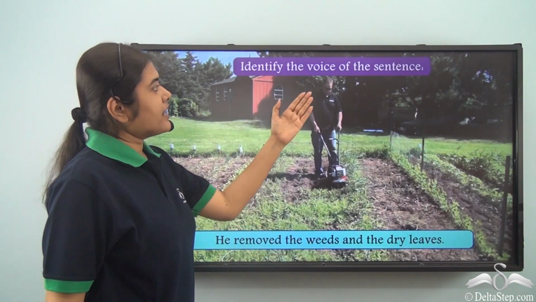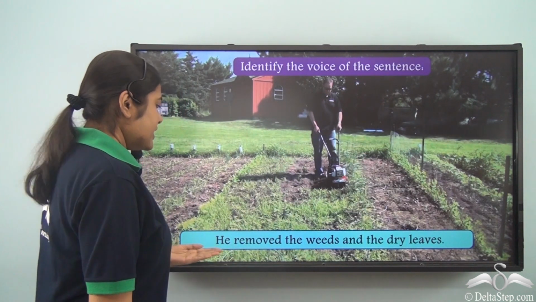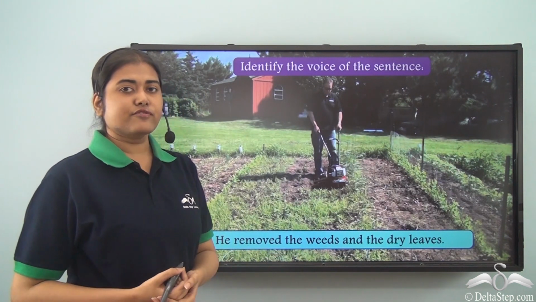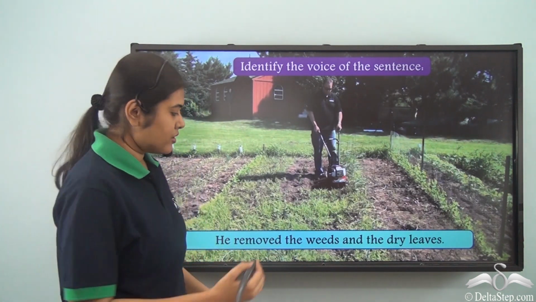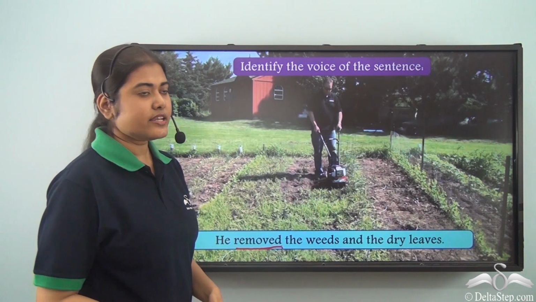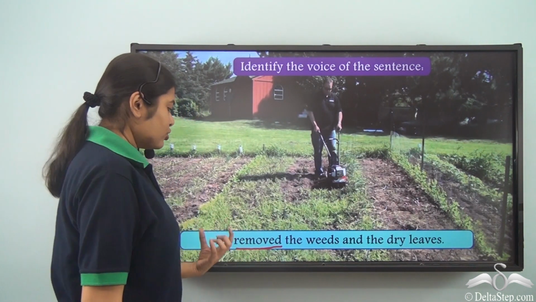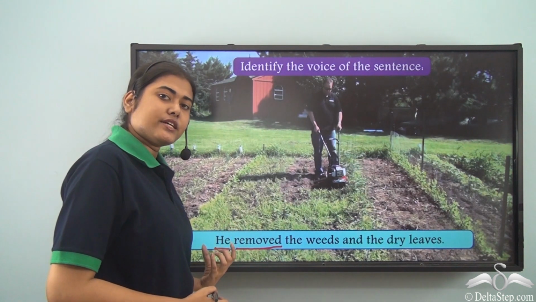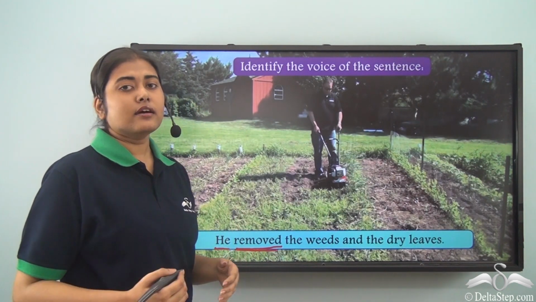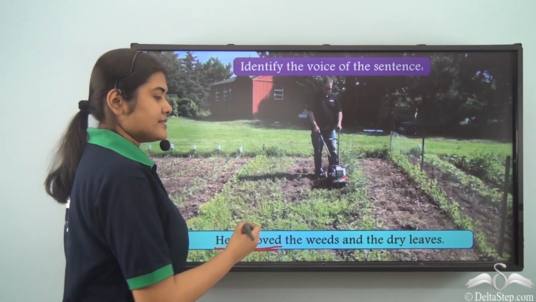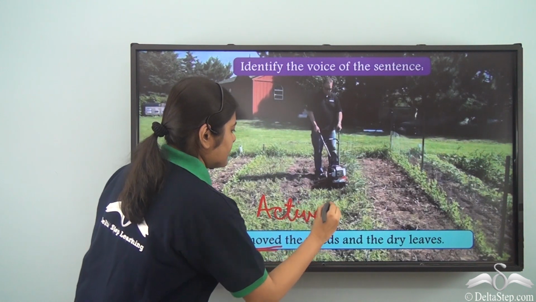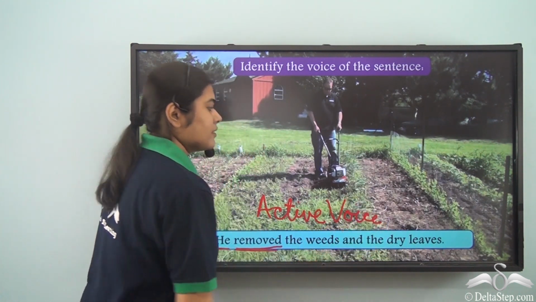Now, identify the voice of the sentence. He removed the weeds and the dry leaves. So here, what do we have to do? First, we need to identify the verb. The verb is removed. Now, who removed the weeds and the dry leaves? He. So, this pronoun he is the subject here and it is performing the action removed. So, the subject is the doer in this case. Hence, this is in the active voice.